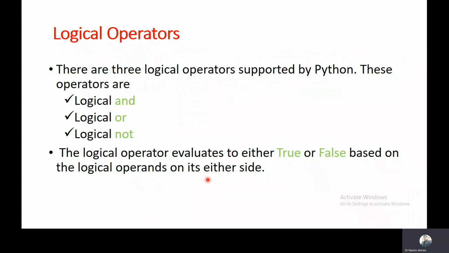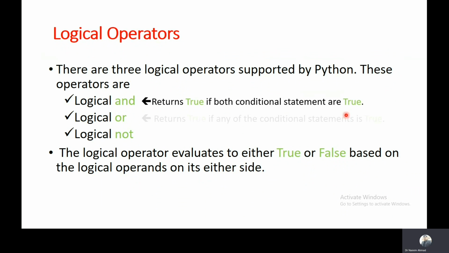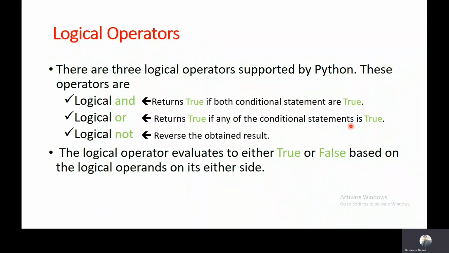When we look at the definition of the logical operators, logical AND returns true if both conditional statements are true, and logical OR returns true if any of the conditional statements is true. The last one is logical NOT, which reverses the obtained result. It returns true if the result is false, otherwise it returns false if the result is true.